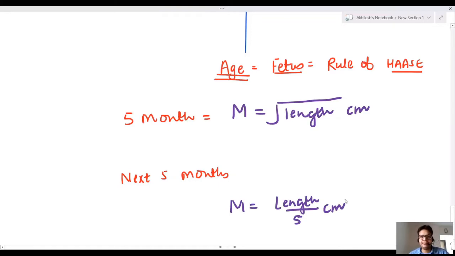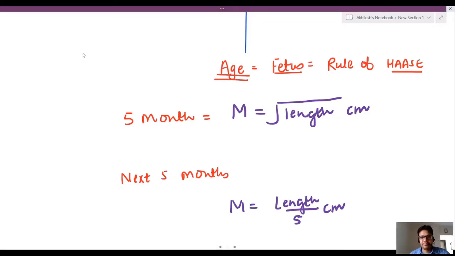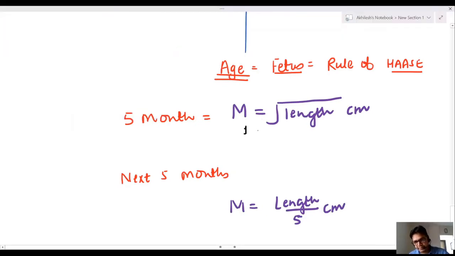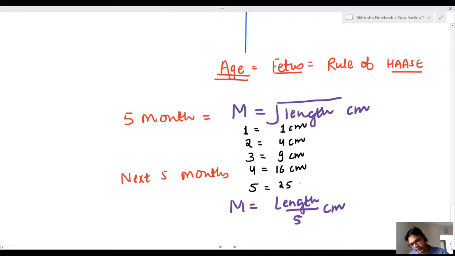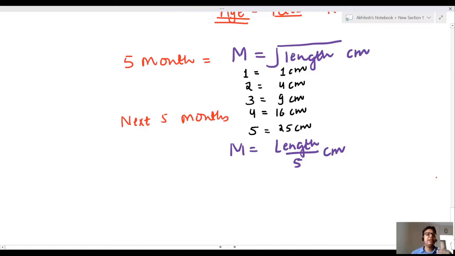Just I'm giving example. If month is 1, length will be 1 centimeter. If month is 2, length will be 4 centimeter. If month is 3, length will be 9 centimeter. If month is 4, length will be 16 centimeter. And if month is 5, length will be 25 centimeter. So if length is given, you can decide month. If month is given, you can decide length. This is for first 5 months.